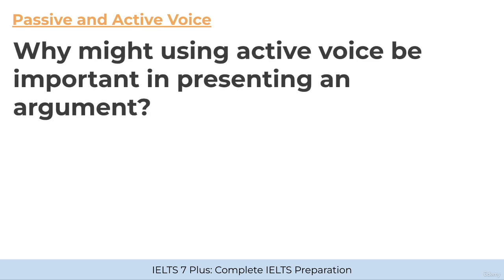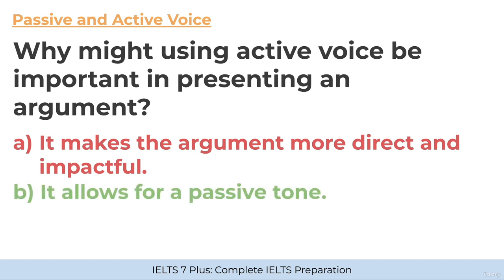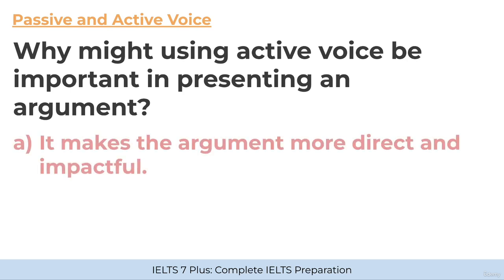And the last one, why might using active voice be important in presenting an argument? A. It makes the argument more direct and impactful. B. It allows for a passive tone. C. It is not important in arguments. Have a think. There might be an option here which is the most fitting. So why would you want active voice in, say, your arguments in perhaps task 2 or in general in your speaking? I would say A. It makes the argument more direct, more impactful. It really packs a punch with the arguments in active voice.